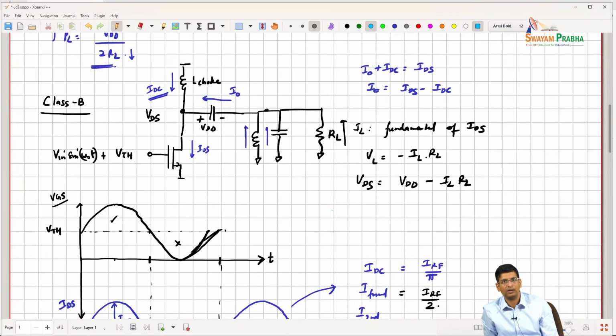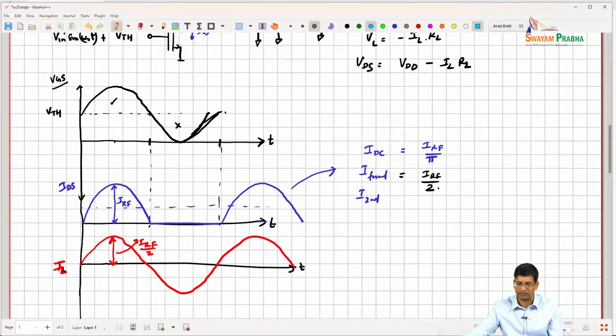Is that okay? VDS and VL are both pure sinusoids. IDS is not a sinusoid, but that's okay, right? Because I'm shunting all the harmonic currents into this filter.